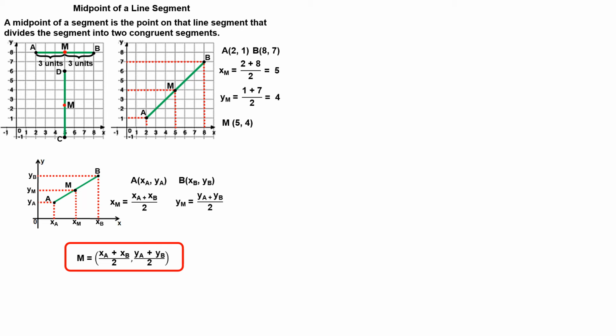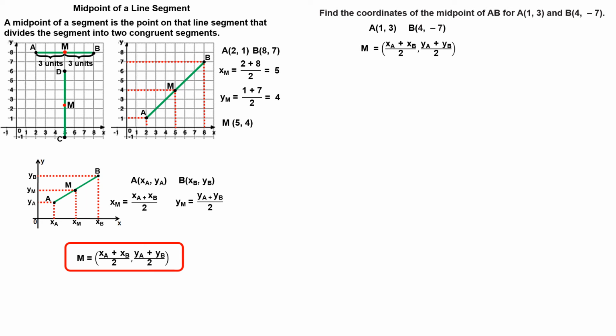Let's see how it works. Find the coordinates of the midpoint of A and B. If you want to know the midpoint of the segment with endpoints A and B, plug the numbers into the midpoint formula, and we get the midpoint. Just make sure that we are adding an x to an x and a y to a y.